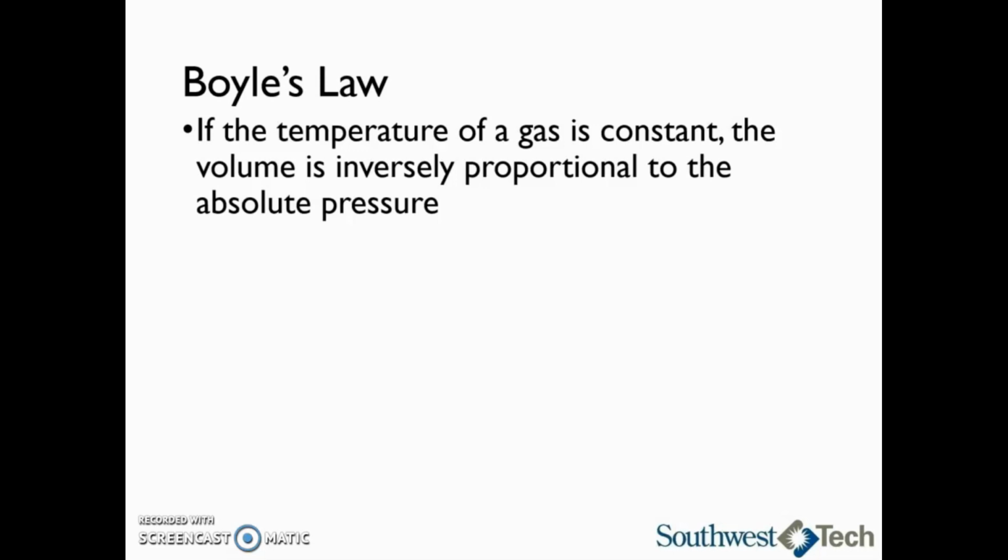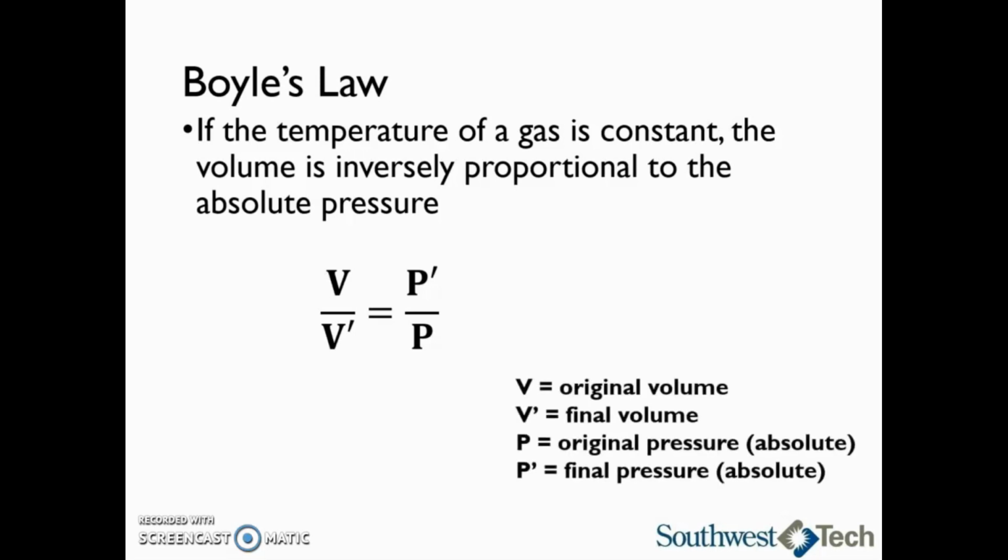pressure. As a proportion, it looks like V over V prime equals P prime over P, where V is the original volume, V prime is the final volume, P is the original pressure, and P prime is the final pressure.